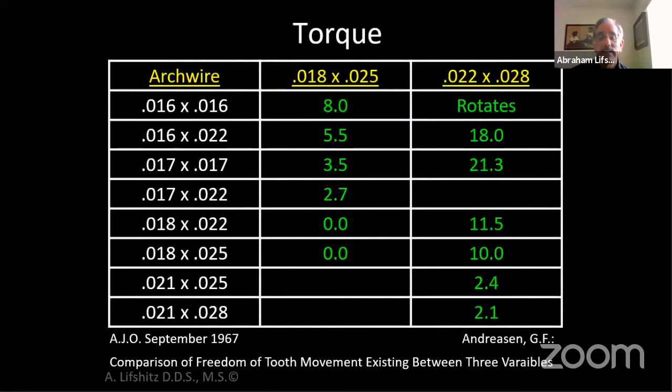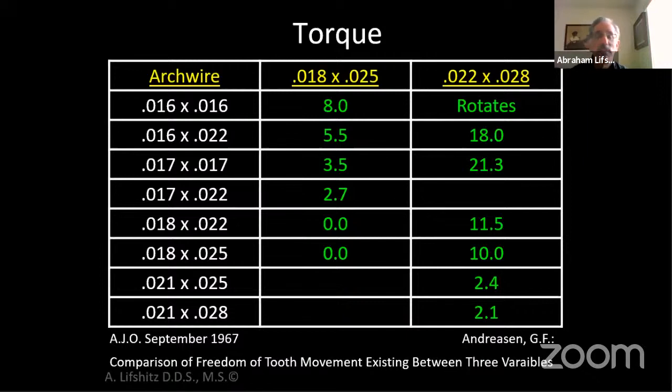In 1967, George Andreasen, who is the one who introduced the wire into orthodontics, made a mathematical study between the bracket slot and the wire size. Mathematically, he measured the amount of play that the wire has in the bracket. In his study, if you're using an 18 by 25 bracket and a 17 by 22 wire, that wire plays 2.7 degrees.